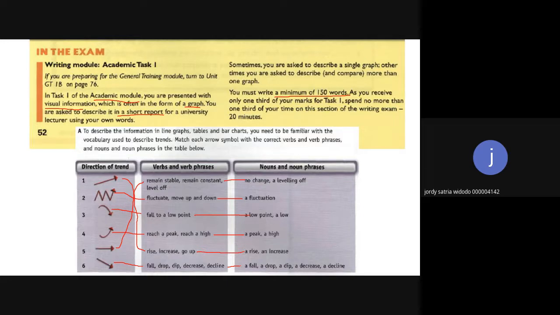You cannot be monotonous while writing in the academic task for the IELTS writing test. You need to be really creative, and you need to have a very wide range of vocabulary, especially for these directions of trend in writing task one.